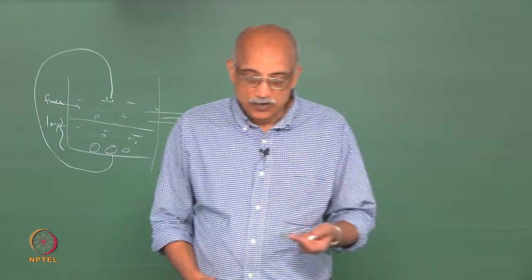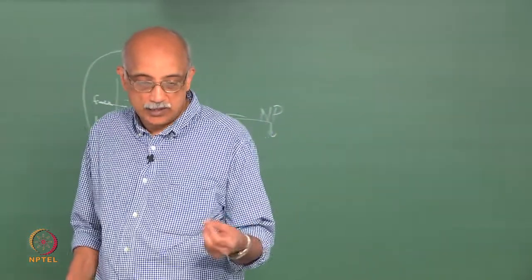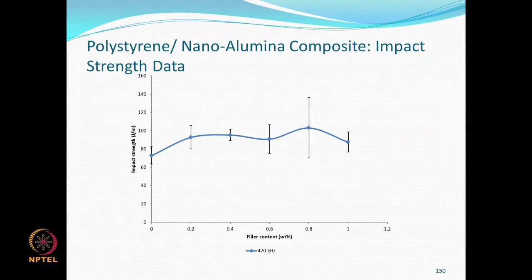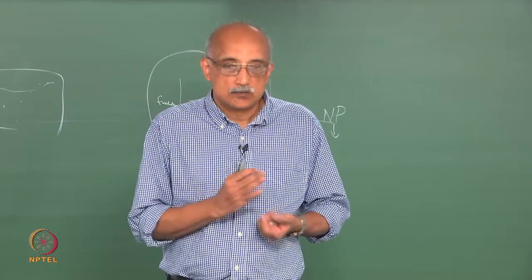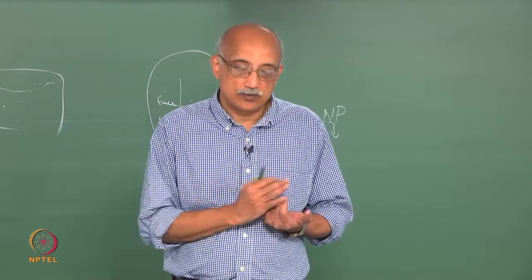And here is some more functional data. Again you can take a polystyrene nano alumina composite and look at impact strength as a function of filler content. This is a polystyrene nano alumina composite. You can see that there is a clear peak in the value at about 0.4 weight percent filler loading. So this gives you an indication that yes, addition of nanoparticles has an effect on the functional properties of the polymer, and you can actually optimize it by looking at functional property enhancement as a function of filler volume.